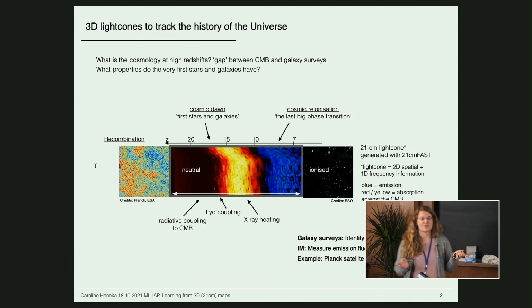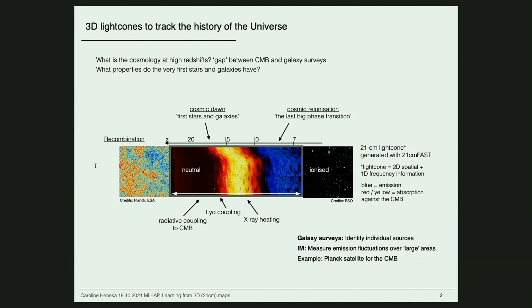When I talk about the 21 centimeter signal, I guess most of you know, but just to get everybody on board, this is the forbidden spin-flip transition of neutral hydrogen, with neutral hydrogen being the most abundant element in the universe. So this already sets the stage for it to be a good probe of large-scale structure and cosmology as well.